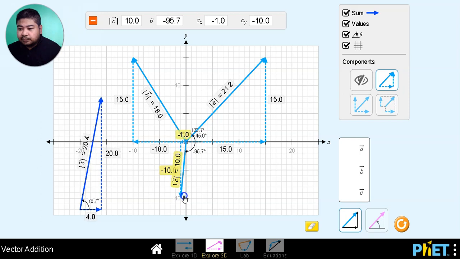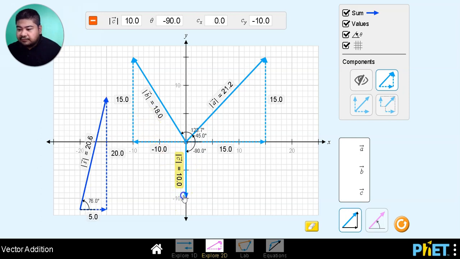Alright, so previously we have 15 plus 15. So we have a total length of 30 in the vertical axis. Now because I add another vector C that is pointing downwards, as you can see, the length of the vertical now has changed to 20. So if I increase it, it will keep decreasing.